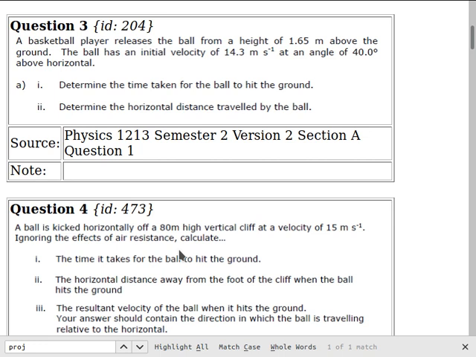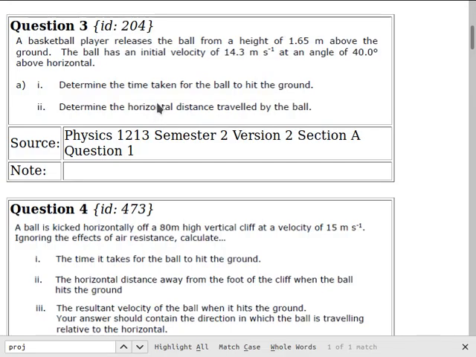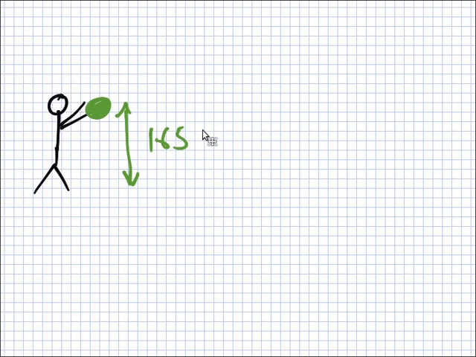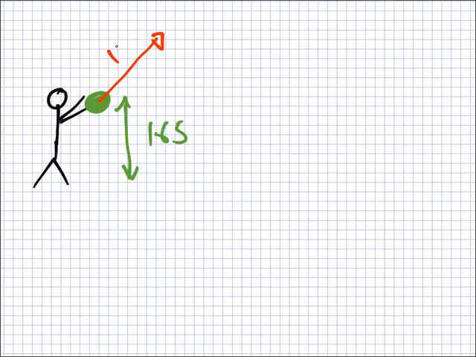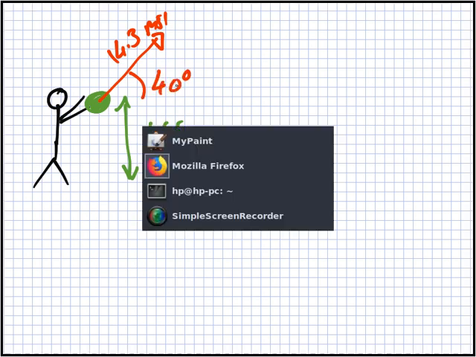A basketball player releases the ball from a height of 1.65 meters above the ground. The ball has initial velocity of 14.3 at an angle of 40. So if I draw the situation here, the ball starts here. That is a distance of 1.65 meters. And then it's thrown at a speed of 14.3. Yep, it's the initial. And the angle here is 40. Yeah?